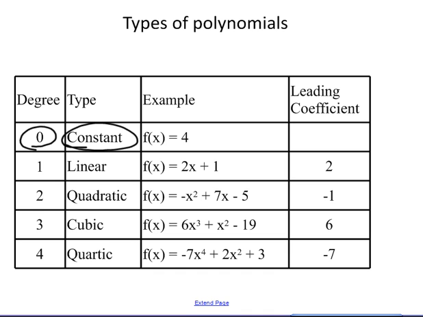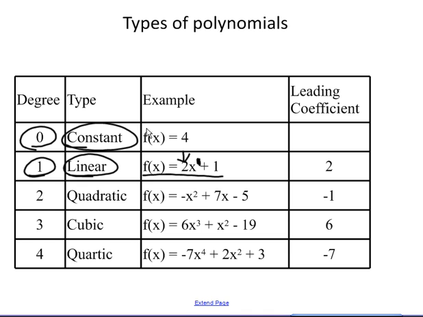If we have something like f of x equals 2x plus 1, notice I do have an x to the first power. We call this a linear function. Has degree 1. Leading coefficient, that's the number in front of the highest power of x. Leading coefficient for this function is 2.